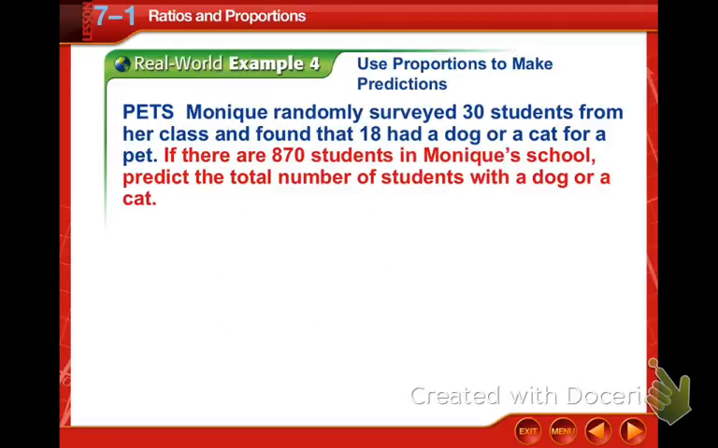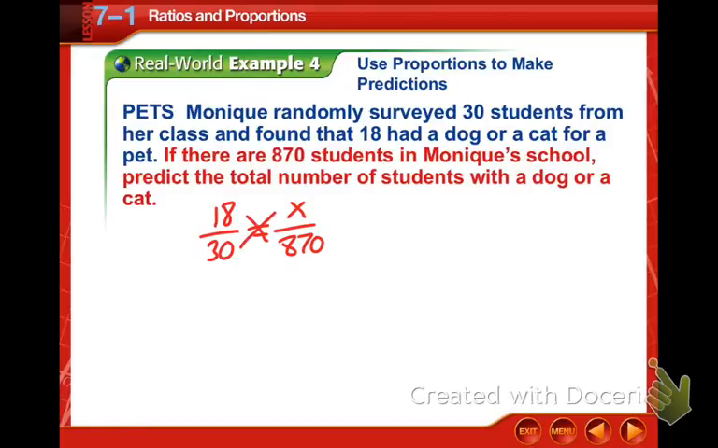Now our last problem says that Monique randomly surveyed 30 students from her class and found that 18 had a dog or a cat for a pet. If there were 870 students in Monique's school, we need to predict the total number of students with a dog or a cat. So we just need to set up our proportion and cross multiply. So we know that 18 out of 30 had a dog or cat in her class. We need to know out of 870 students, how many had a dog or cat.